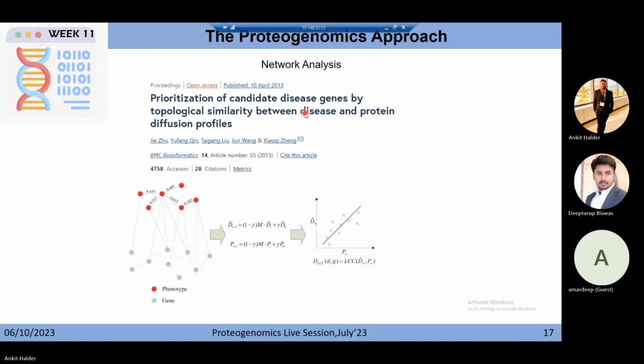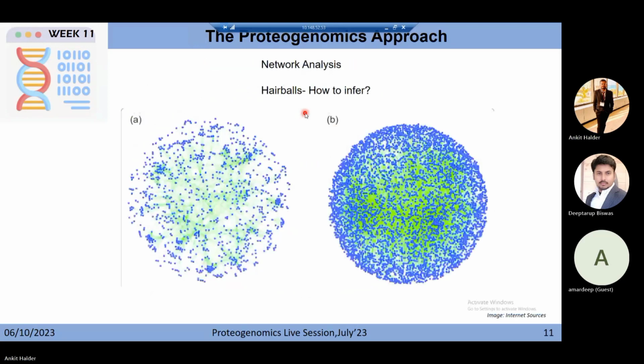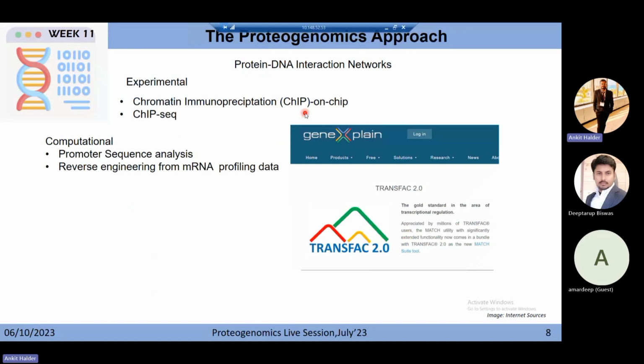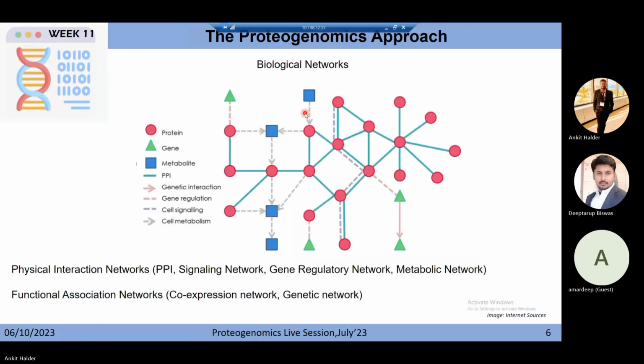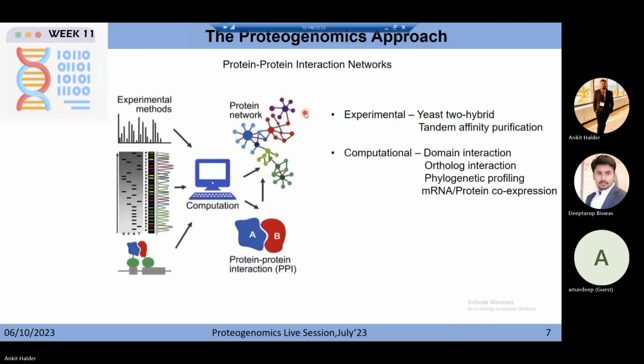So as we were discussing the concept of topology based prioritization, the topological module, functional module, and the disease module based prioritization one can do with the genes to form the disease based networks.